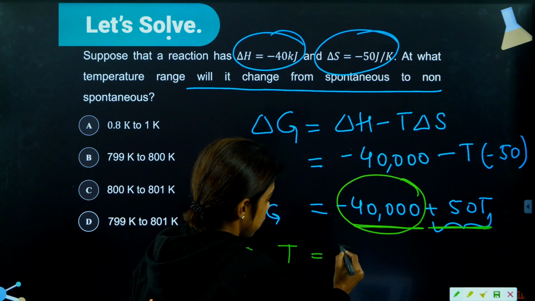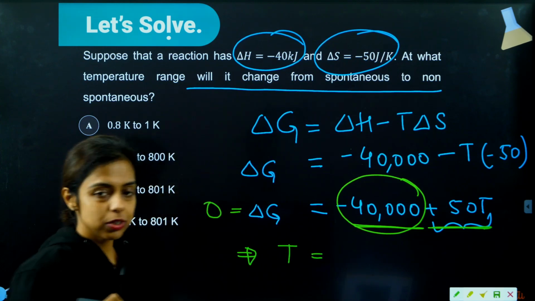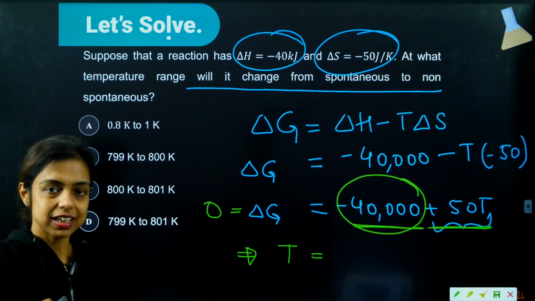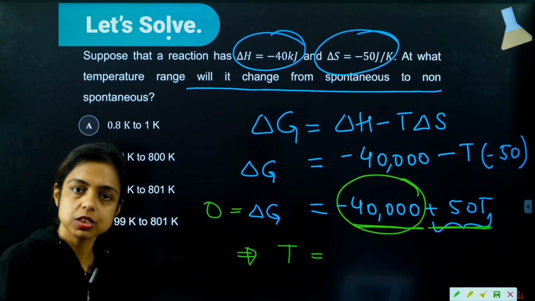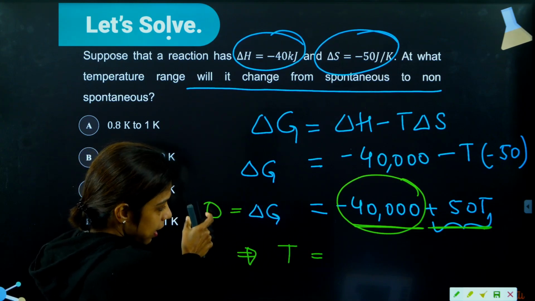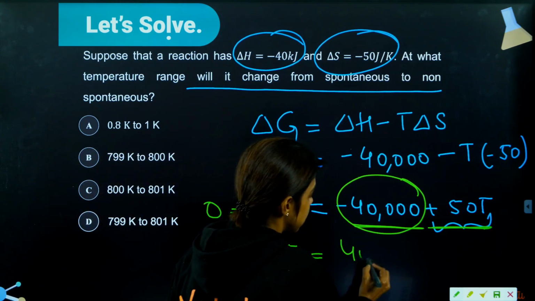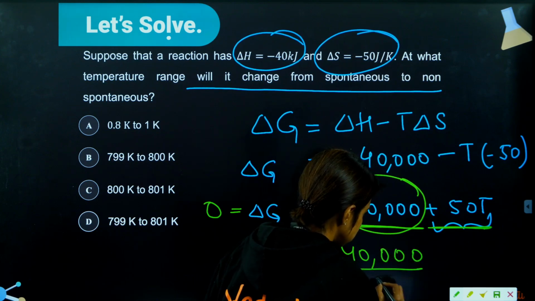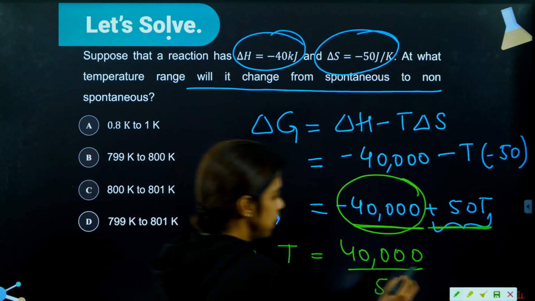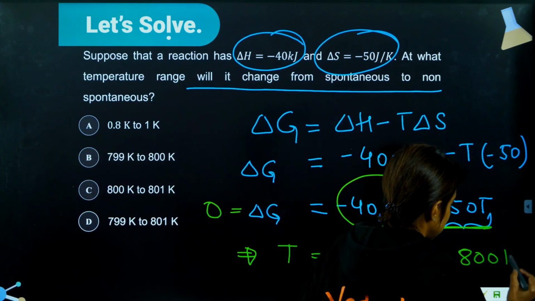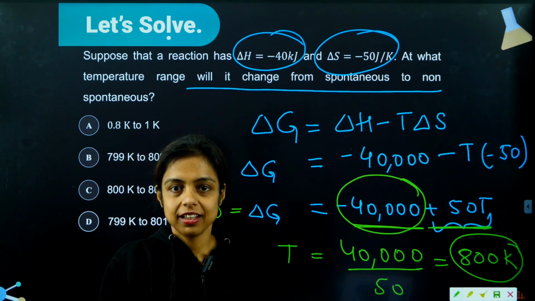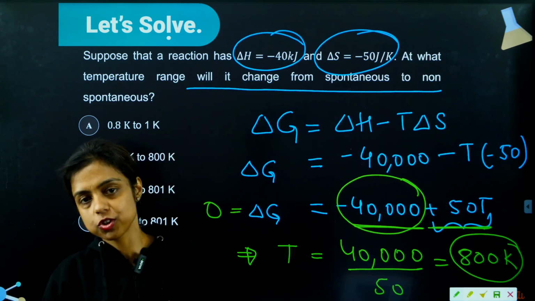So let me rearrange. For spontaneity, the boundary condition, I'll put delta G is equal to 0, right? The boundary condition is delta G is equal to 0. If delta G is negative, spontaneous; positive, it will be non-spontaneous. So let me put delta G 0 here, and I will have T is equal to 40,000 divided by 50. Got it, guys? So this comes out to be 800 Kelvin. So 800 Kelvin is that boundary temperature above which or below which the change will happen.